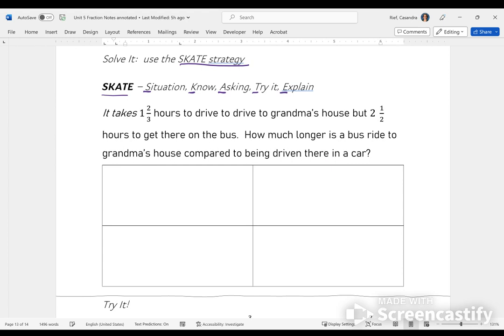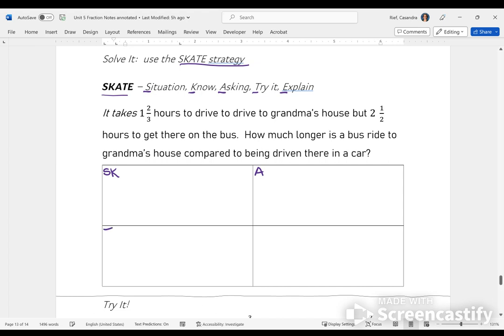To make sure we're using the SCATE strategy, we set up this 4 box and then we label each box to show what we do there. The first box we put S and K. In that one, we're going to show the situation and record information that we know. In the next box, we're going to decide what they're asking, and then we're going to write an equation that we can use to figure it out.